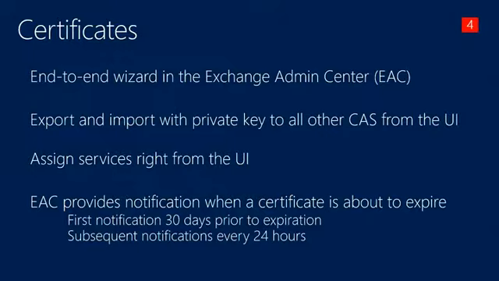Now, as a best practice, we also allow you to export right from the UI as well. So when you have this one certificate, you can install it on one server, and then through the same type of wizard, you can go ahead and deploy it on all of your other CAS servers, just like that. You don't have to travel to each box. You don't have to copy the certificate file. You just have the wizard go ahead and deploy that for you. And then you use the same wizard to assign services as well.